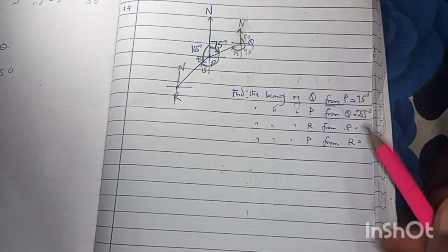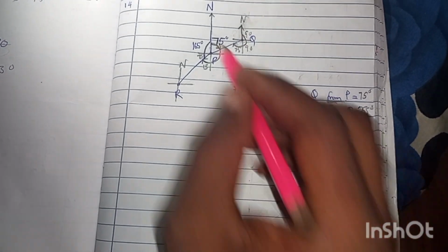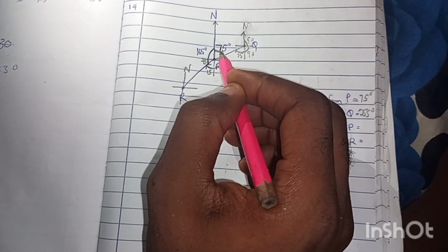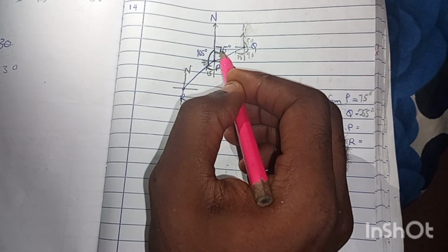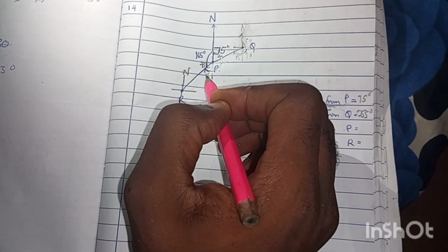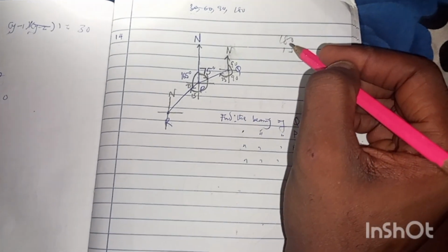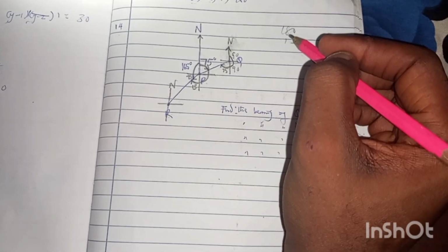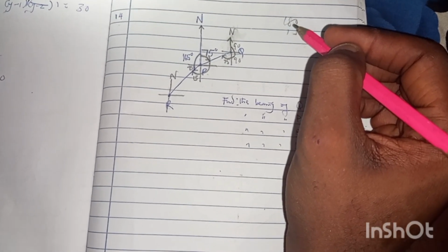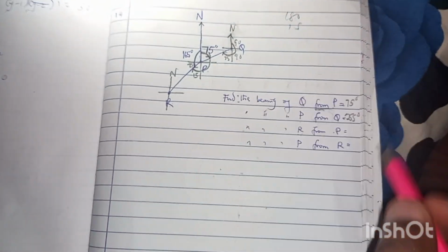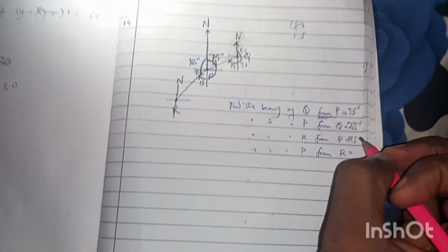Which means the bearing of R from P, all the way to R, is 90, 90, and 15. That is 180 plus 15, which should give us 195. So that's 195 degrees.